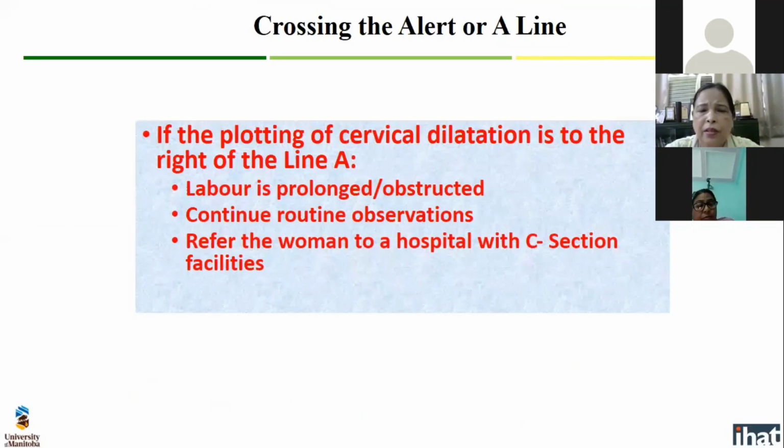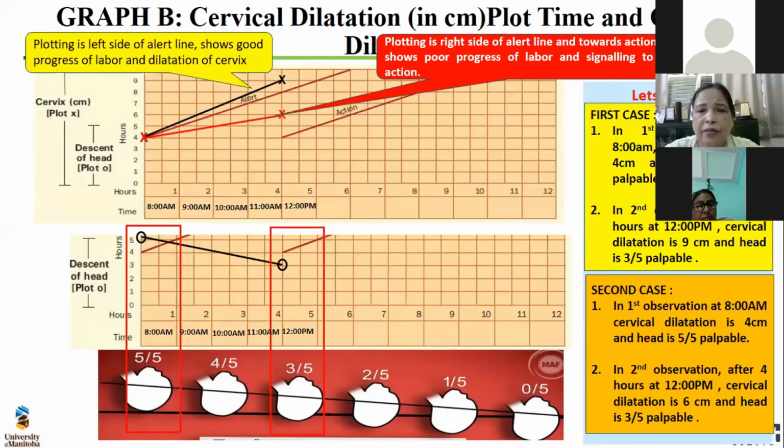Just remember, previous slide please. Okay, so whenever your plotted partograph is deviating from the alert line, so if plotting is to the right side of the alert line and towards the action line, it shows poor progress of labor and it is time to take action. Either you have to refer that patient because it is not normal.